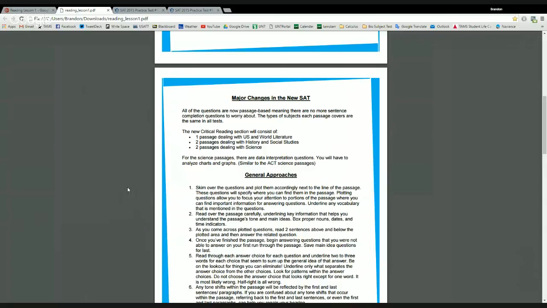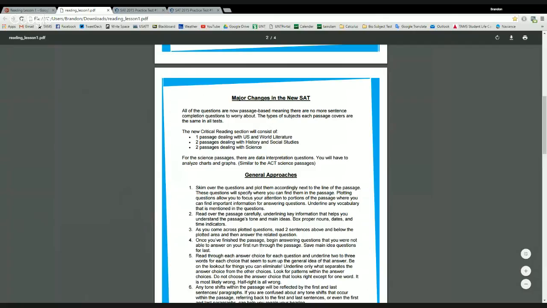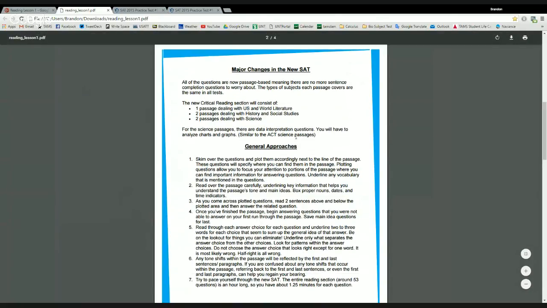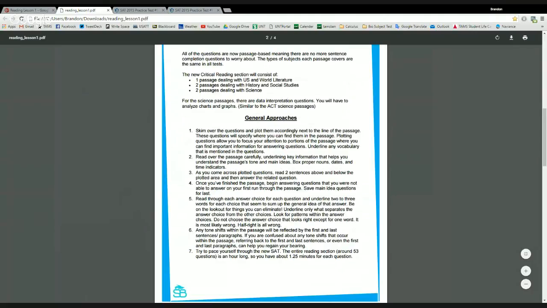For the science passages, they're similar to the ACT science passages. These contain data interpretation questions, and they have you analyze charts and graphs. Okay, and you can follow along with the presentation on the bottom of your screen.